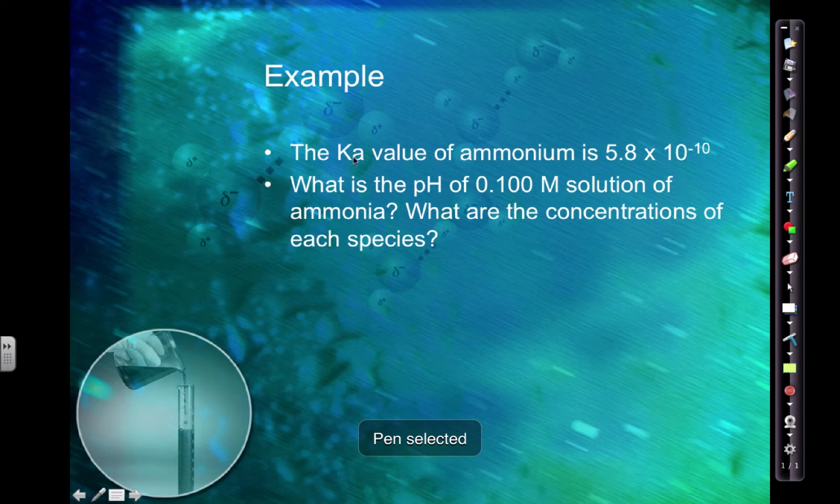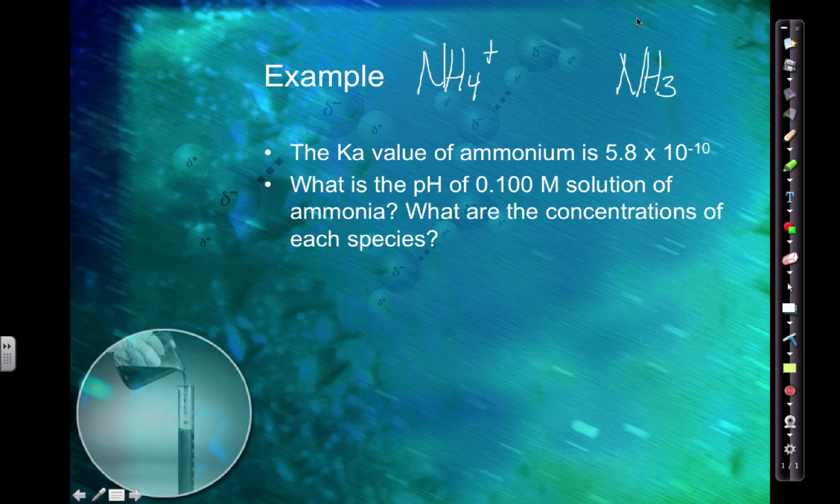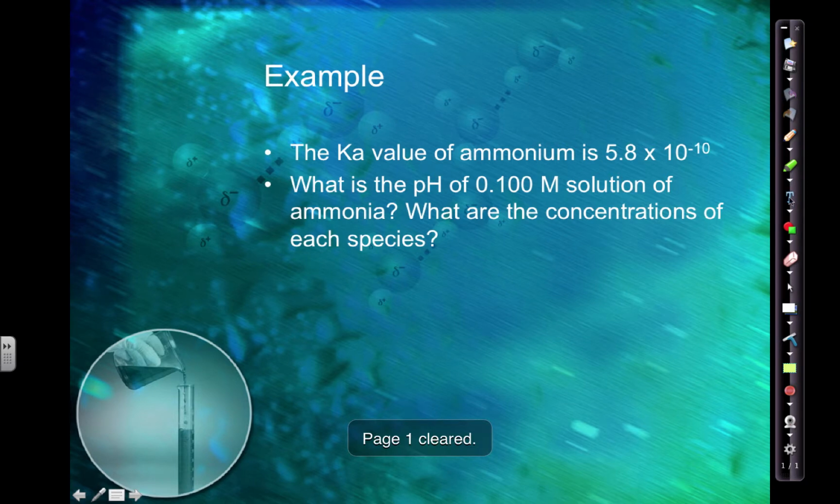If we look at this, we were given the Ka of ammonium. Ammonium is NH4 plus, so that's the acid. And we are looking at a solution of ammonia, which is NH3. So this is my conjugate base, that's my conjugate acid. I was given the Ka value of the conjugate acid, so I can find the Kb using what I know about Ka and Kb. Let's find the Kb, because we cannot use the Ka for ammonia, because ammonia is a base. So we're going to find Kb first.